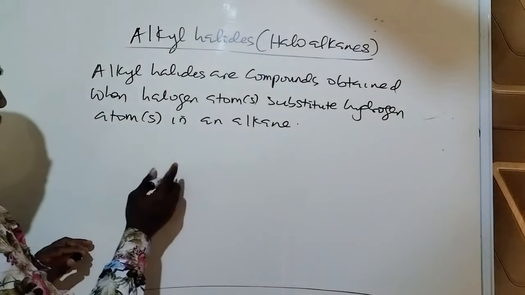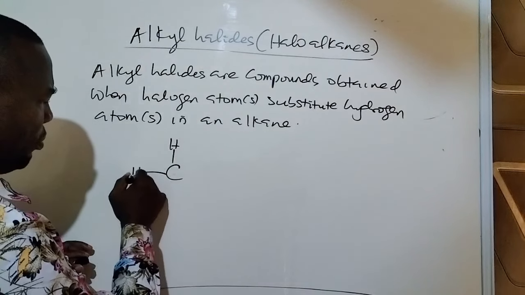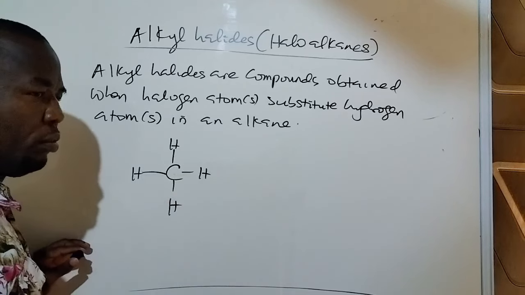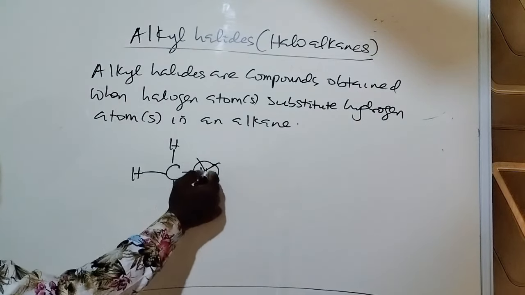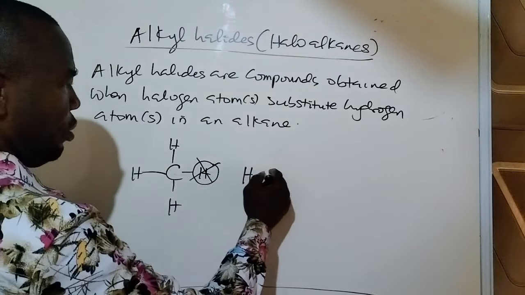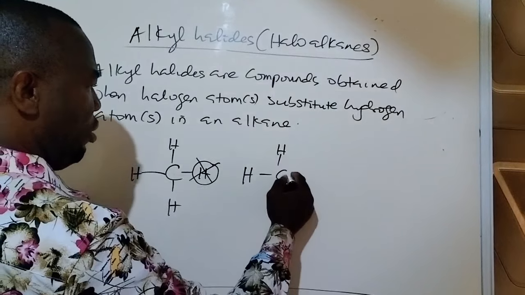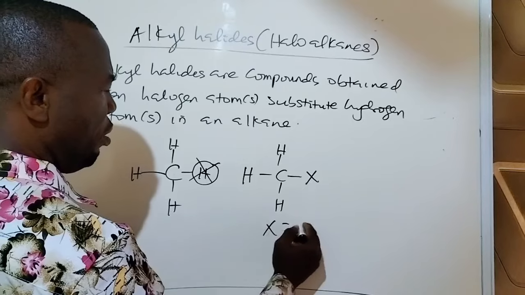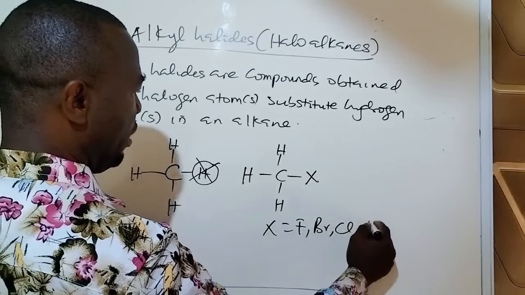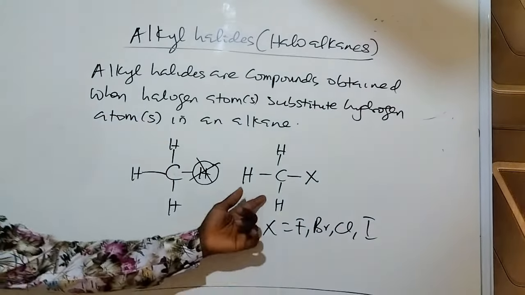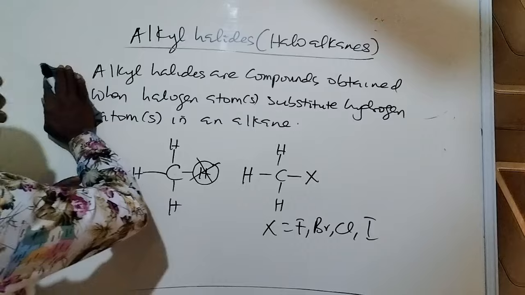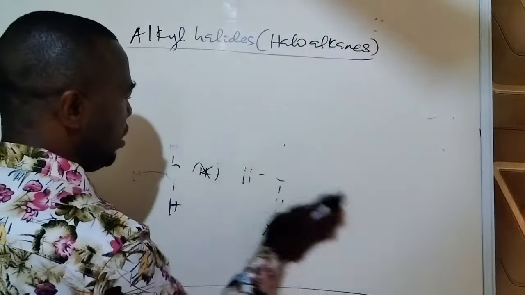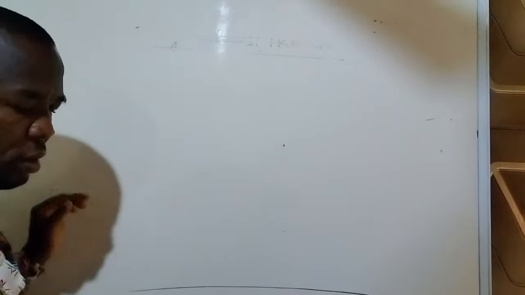For instance, this is an alkane. The simplest alkane is called methane. If I remove one hydrogen atom from this methane and replace it with a halogen, maybe we call the halogen X, where X could be fluorine, bromine, chlorine, or iodine, this compound now produces an alkyl halide, a very simple alkyl halide or haloalkane. Now, having done that, we can represent the monohaloalkanes.